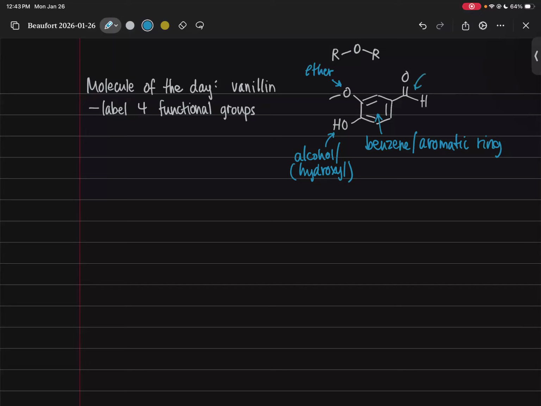And then this guy, what's that? There's a broad name. The general name for any CO double bonded functional group is a carbonyl, but specifically what kind of carbonyl is it? It's not a ketone. A ketone would have an R group on both sides, but because this one has a hydrogen, it's an aldehyde.